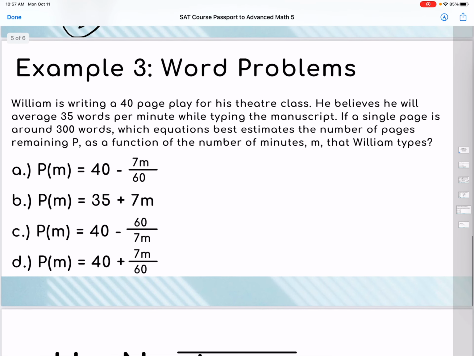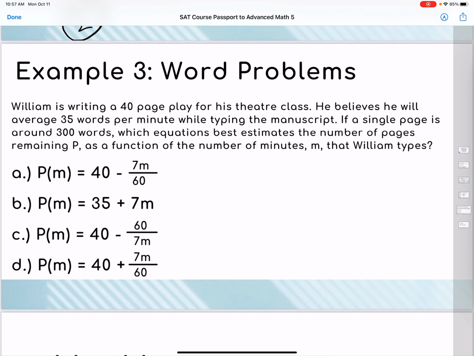All right, the last way you're typically going to see functions is in the form of word problems, and we're going to take a look at one here and solve. So William is writing a 40-page play for his theater class. He believes he will average 35 words per minute while typing the manuscript. If a single page is around 300 words, which equation best estimates the number of pages remaining, p, as a function of the number of minutes, m, that William types?